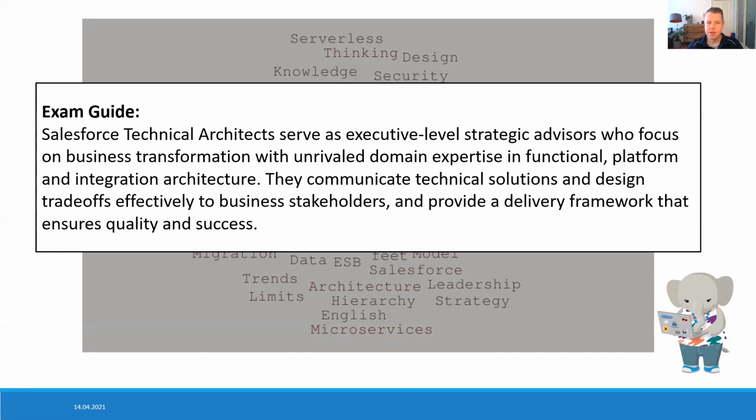This is the exam guide. You have to do executive-level strategy. You have to have unrivaled domain expertise. You have to have a functional platform and integration architecture. You have to be good with technical solutions and design trade-offs. You have to effectively communicate with business stakeholders, and you have to provide a delivery framework. Oh yeah, and you have to be really good at highlighting. This is something I got really good at: getting a lot of information in my head quickly, structuring it, rephrasing it, and bringing it back to my consumer.